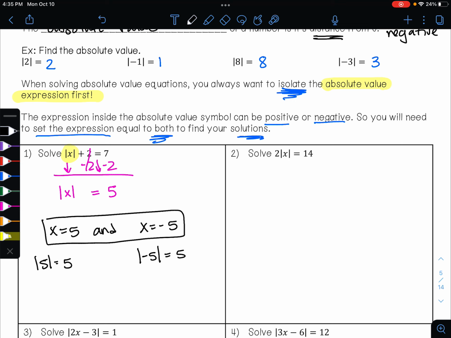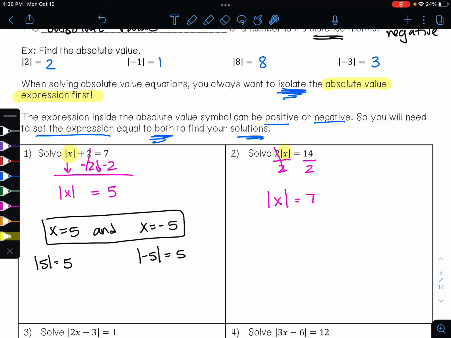On example 2, we have solve 2 times the absolute value of x is equal to 14. We need to get the absolute value of x alone. The absolute value of x is being multiplied by 2. How do we undo multiplication? Division. 2 divided by 2 is 1, so I'm going to bring down the absolute value of x. 14 divided by 2 is 7.